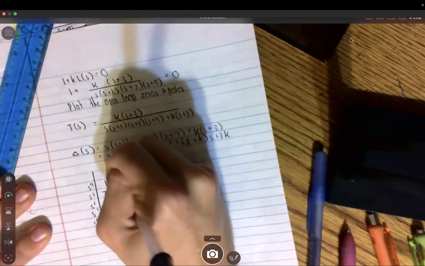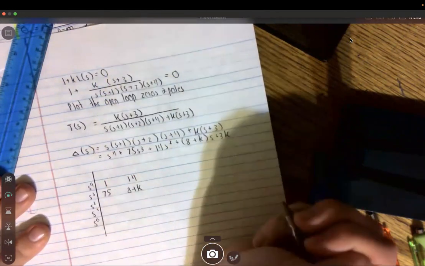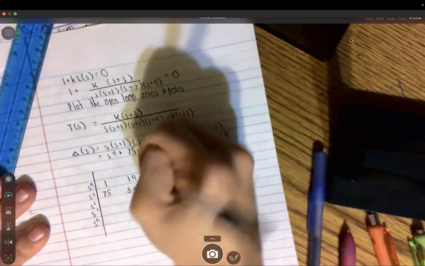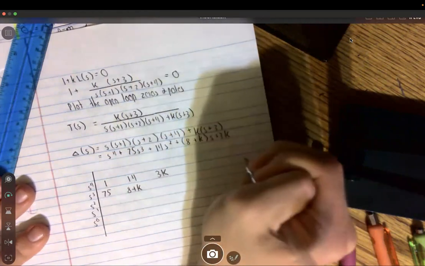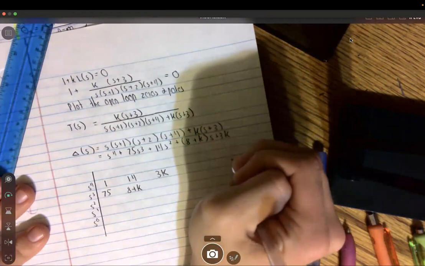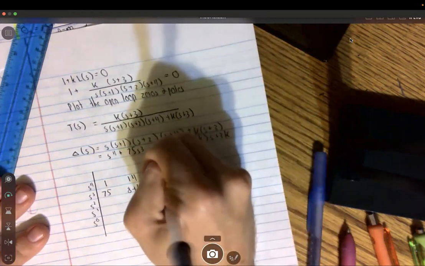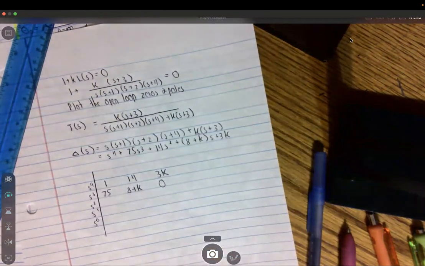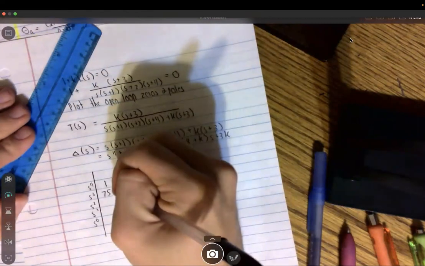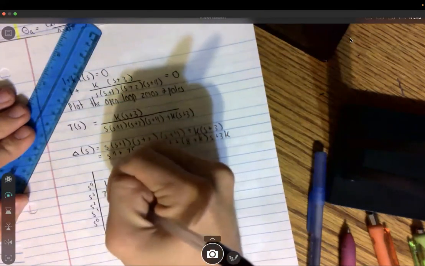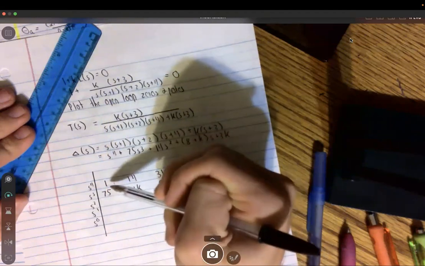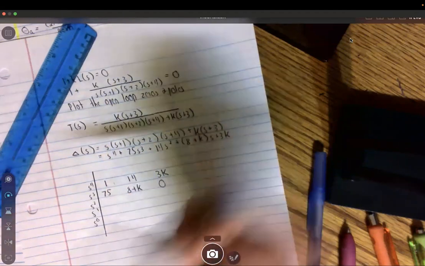The next one down here is 8 plus K. Then our 3K is our last one. Yep, our 3K is the last one. Then here would just be 0. So using our Routh-Hurwitz criteria, we remember when we did this table, you're going to do the determinant. When you do the determinant, then you're going to take the negative of it.